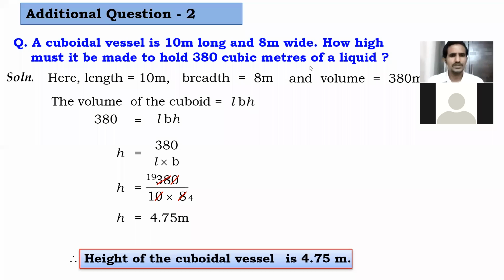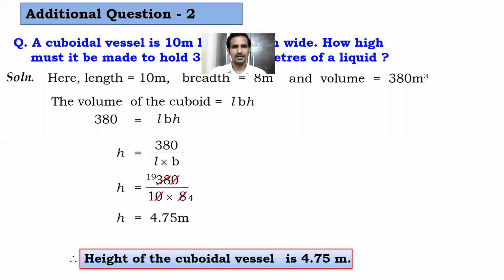Okay, for this question, the volume was given to us as 380. The length and breadth were given as 10 and 8. So we used the formula for volume, length into breadth into height, and we calculated the height of the vessel should be 4.75 meters.